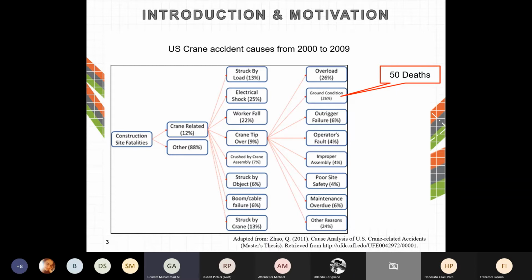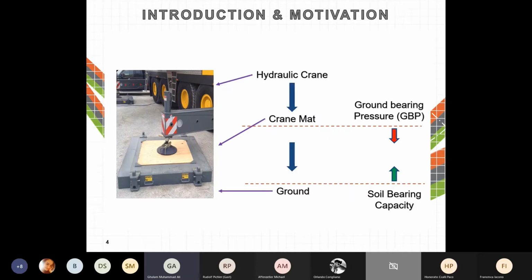Okay, first, motivation. From 2000 to 2009, there were about 50 deaths in the crane industry because of ground conditions. It means poor ground condition. And how do we rectify it? We use mats, we use compacted ground, and to use mats, the first thing is to calculate the ground bearing pressure exerted by the crane itself.